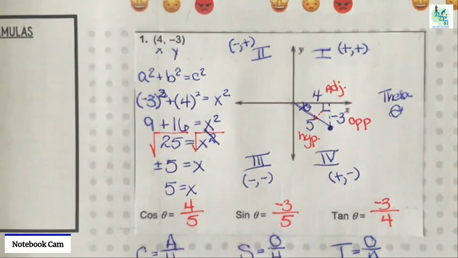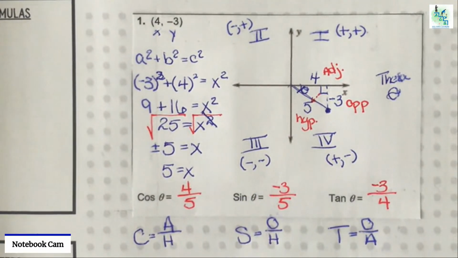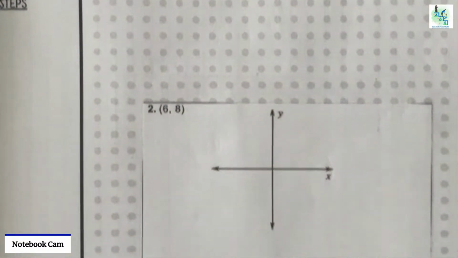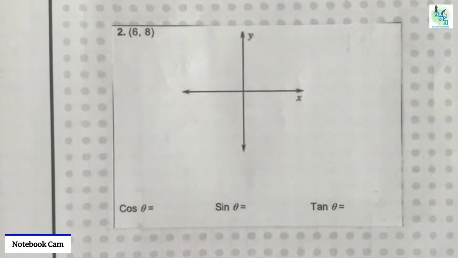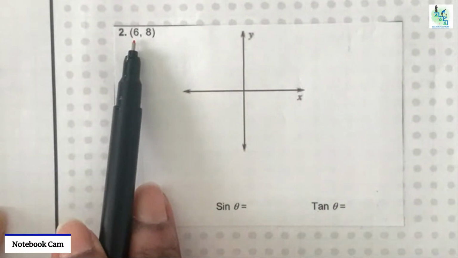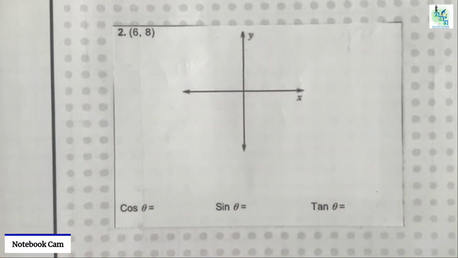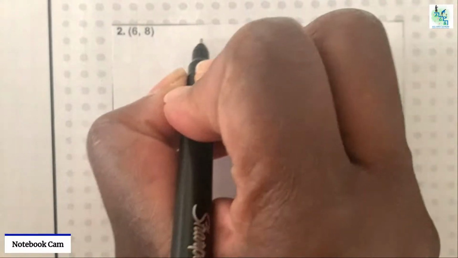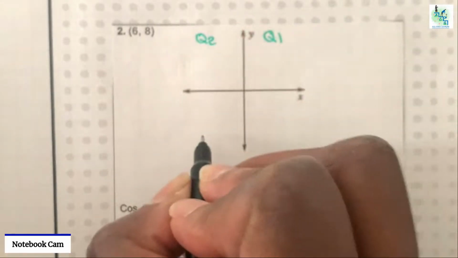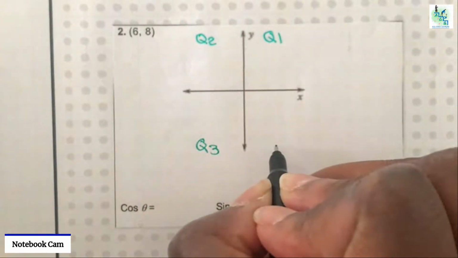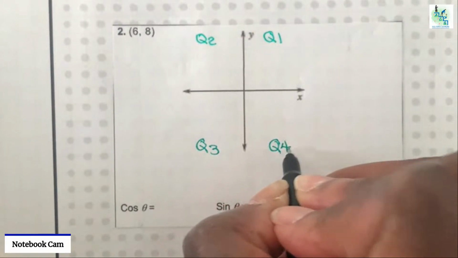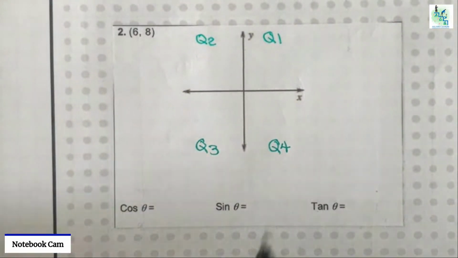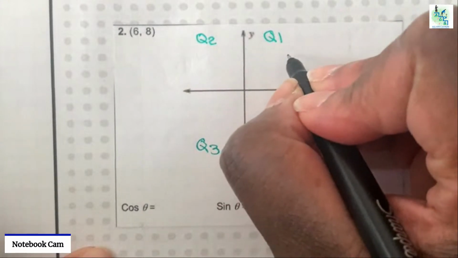Okay, so let's take a look at another one. And if you have any questions, do not hesitate. Go ahead, put it into the chat. So this time we have 6, 8. So remember, you have your quadrant 1, quadrant 2, quadrant 3, and quadrant 4. Where is 6, 8 going to be located? So hopefully you're saying somewhere around here.